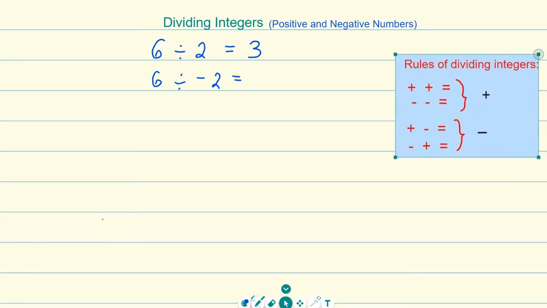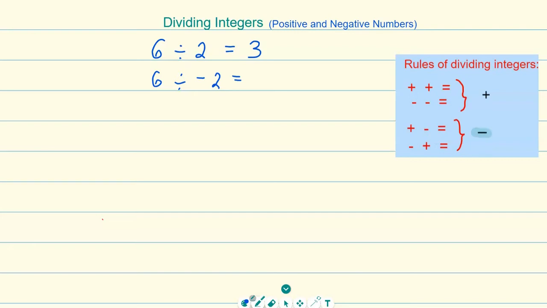So if you divide the same sign, so either both positive or both negative, your answer will have a positive sign. And if both your numbers have different signs, so positive divided by negative and negative divided by positive, your answer will have a negative sign.